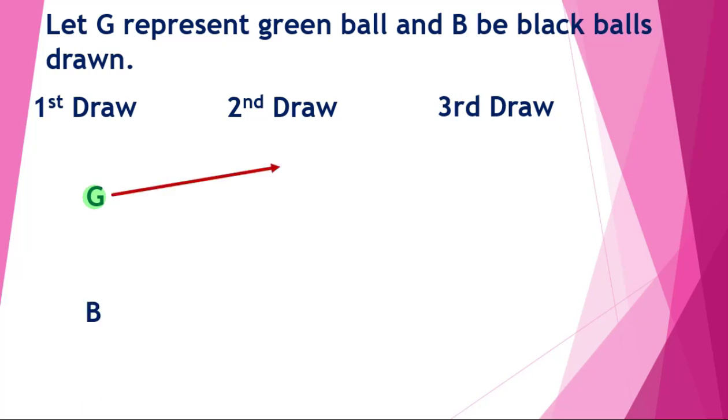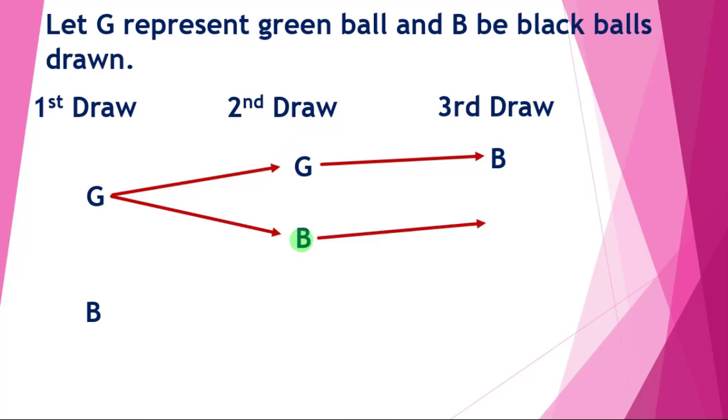If we start with the green ball, then the first draw is G and the second draw is another G, another green ball. There is no possible green ball on the third draw because there are only 2 green balls, so the third draw is actually a black ball. Given G on the first draw, it could be B on the second draw. Then there are 2 possibilities in the third draw: it could be a green or a black ball. Okay, we're done with the G.